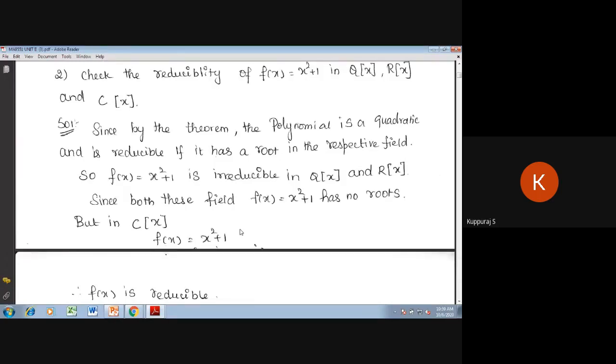Obviously you all know plus or minus i belongs to the set of all complex numbers. So plus or minus i does not belong to the set of all rationals and set of all reals. Therefore, the given polynomial x square plus 1 is reducible over C of x. At the same time, the same polynomial is not reducible over Q of x and R of x. The polynomial is irreducible over Q of x and R of x.